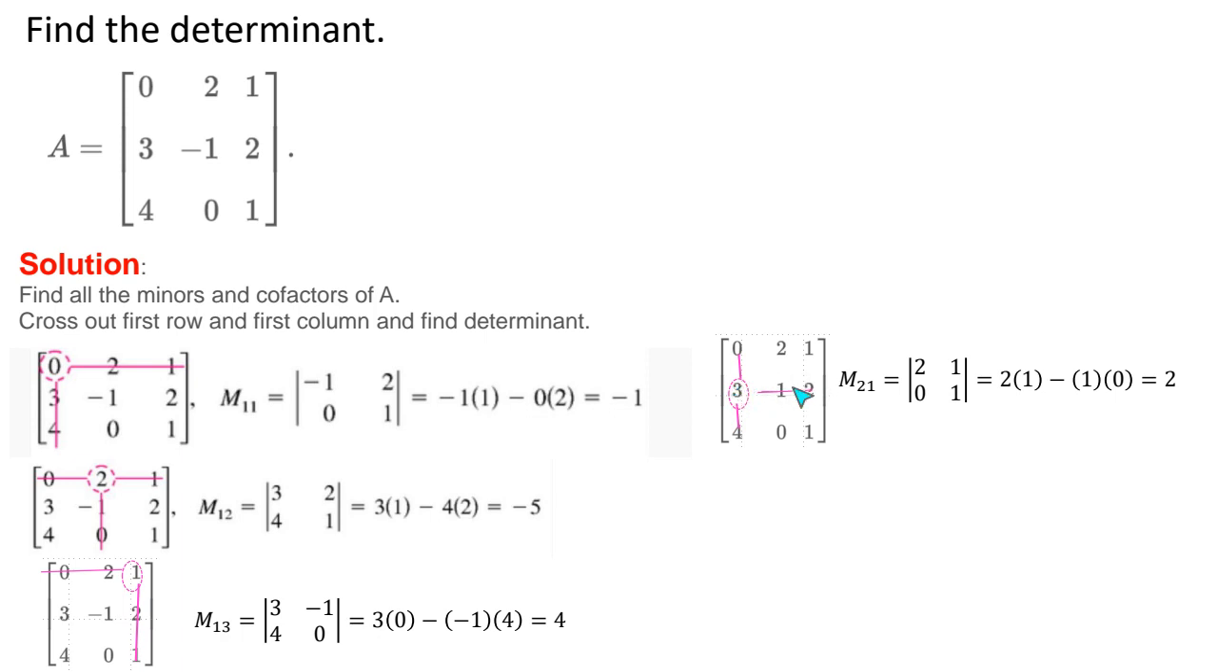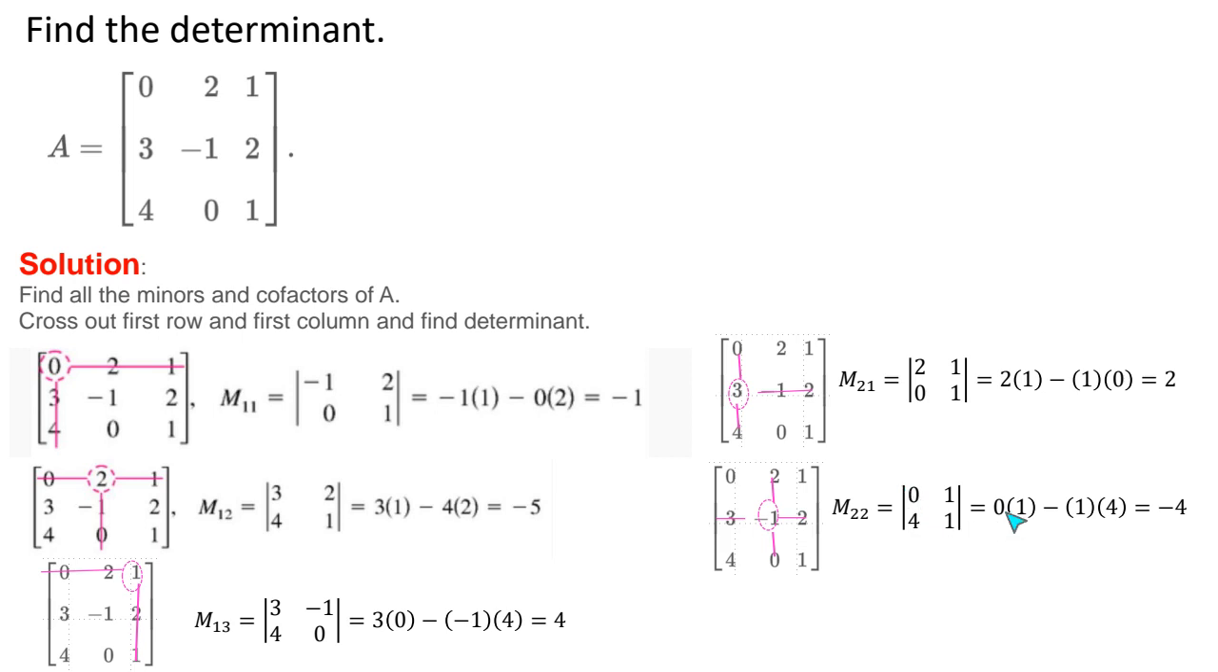So we do the same thing. Second row, first column, we can see that 2 by 2 matrix here. So 2 times 1 is 2, minus 0 is 0. And then if we subtract them, we get 2. So now we go to the next one, cross out that second column, second row. So we get 0, 1, 4, and 1.